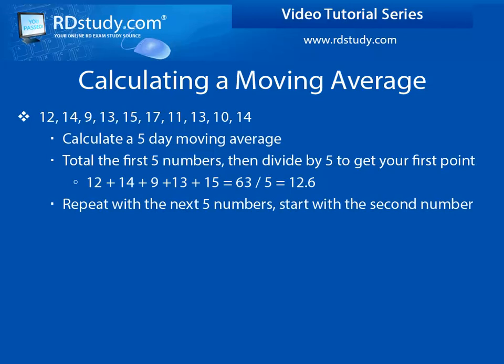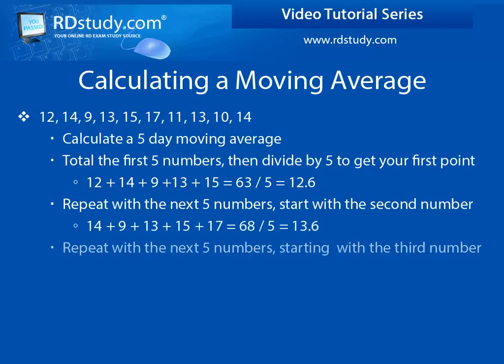Repeat this process, but start with the second number in the sequence to acquire the next average. 14 plus 9 plus 13 plus 15 plus 17 equals 68. Divide by 5 to get the mean of this subset of data. 68 divided by 5 equals 13.6. Next, we start with the third value in this series and repeat the process. 9, 13, 15, 17, and 11 added together equals 65. Divided by 5 and you get 13.